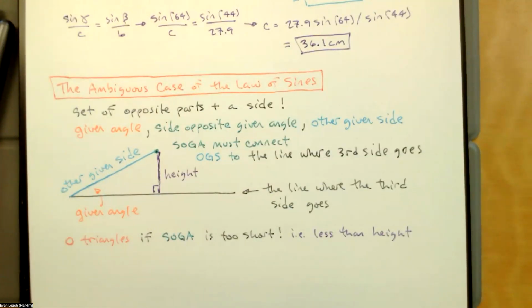Oh, I can't read. Oh, that's cold. I made the side opposite the given angle green, like the Mora. I'm going to drop it off the other given side. Cold. That was cold.